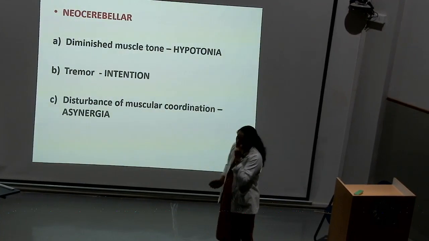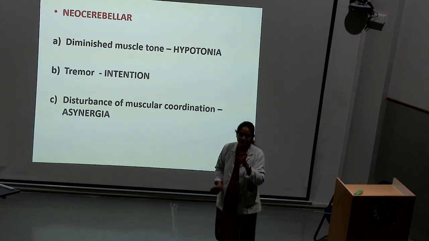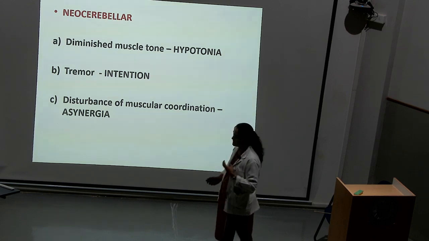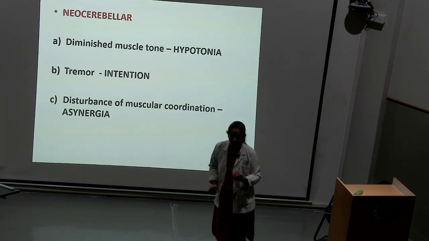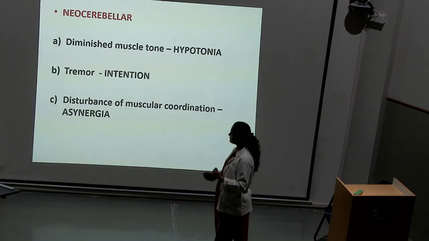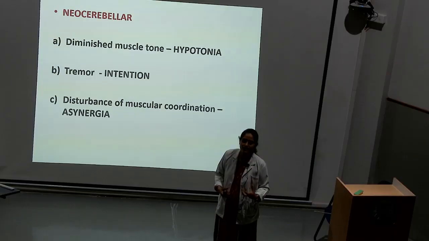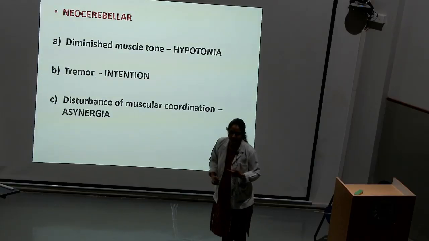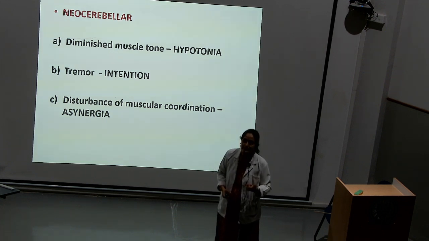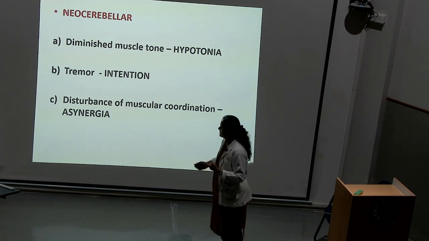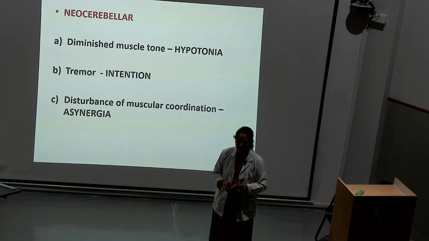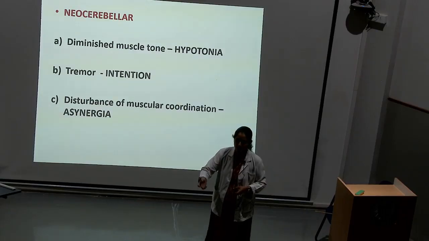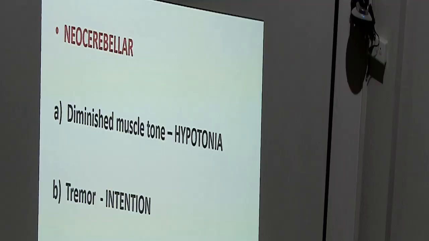If you come to the neocerebellar signs, which are concerned with skillful movements, you can see three main things occurring. The first is that the tone of the muscle is lost, which is called hypotonia, so that stiffness in your movements is not seen. The second is involuntary movement, which is called tremor. The key word here is intention tremor. If I am standing still like this, no involuntary movement is seen. But suppose I start to do some movement, suppose I start to write, then suddenly my hands start shaking.